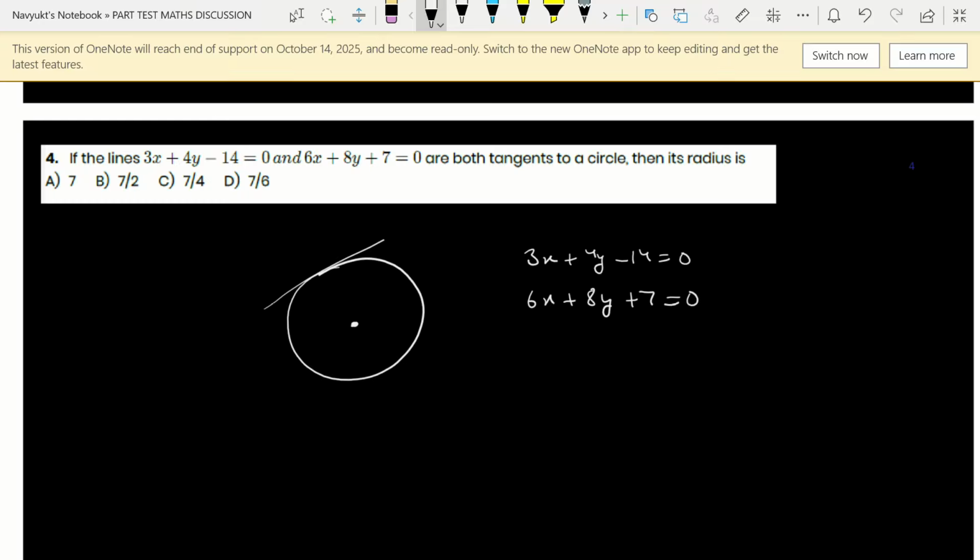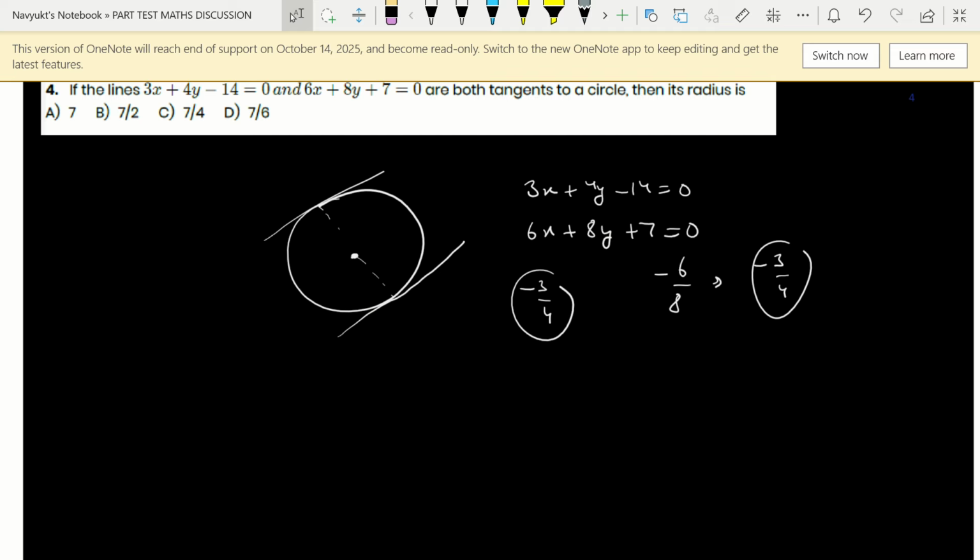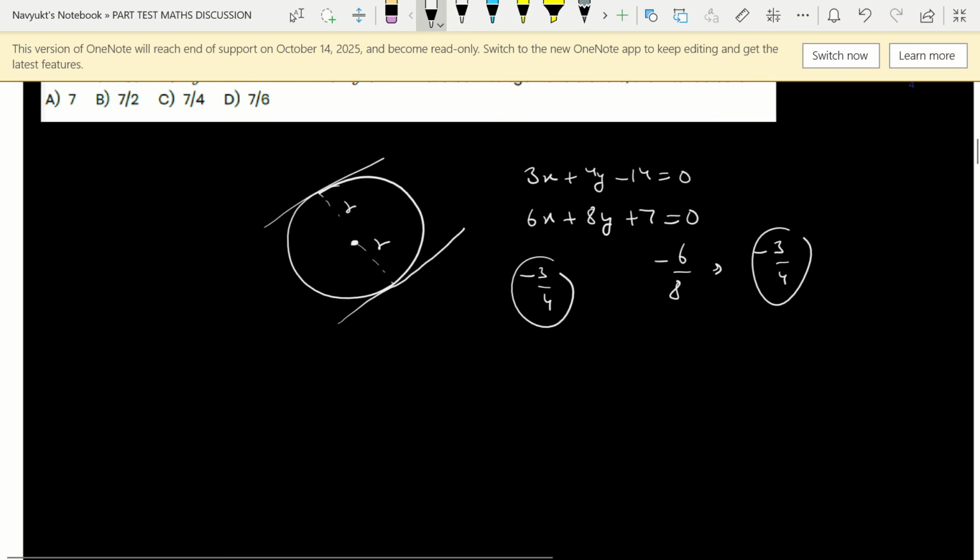You observe one thing: if you take two common from this, you will see we have the same slope, right? So this is also the same slope, minus 3 by 4. This is also the same slope. Minus 6 by 8 is how much? It is minus 3 by 4 itself, right? So the same slope tangents means these two are diametrically opposite tangents. So what condition should they fulfill? That the perpendicular distance between these two parallel lines should be equal to r plus r, 2r, right?